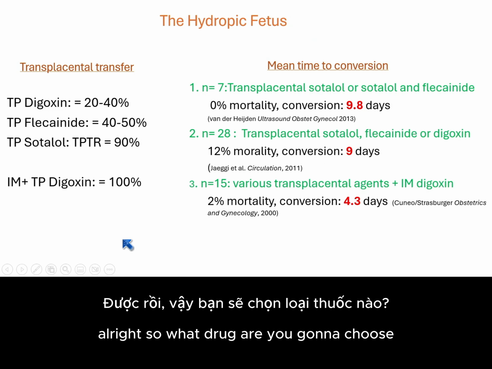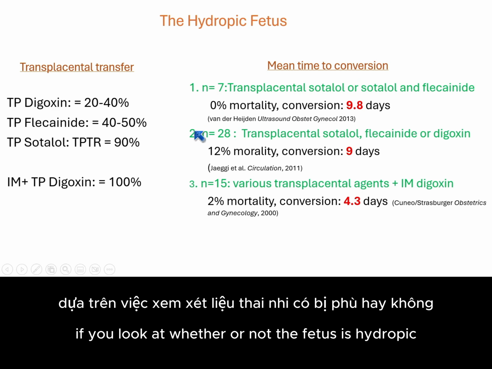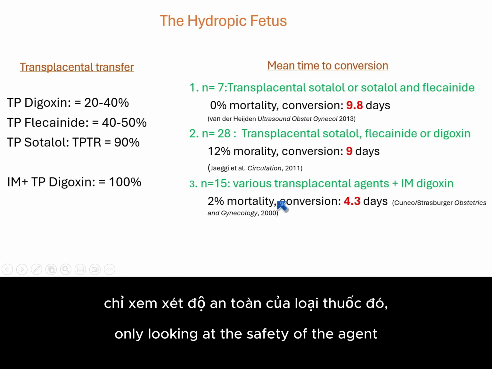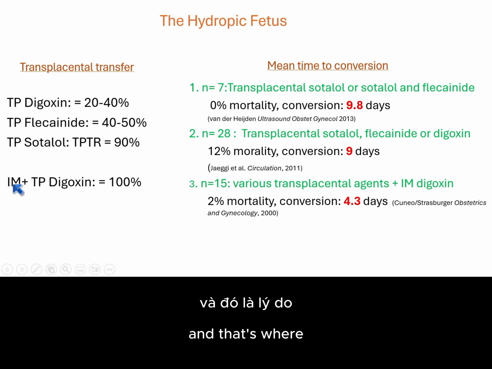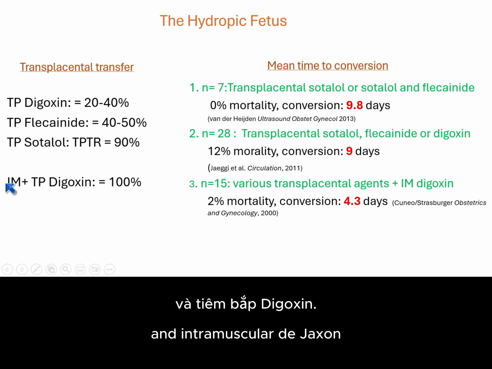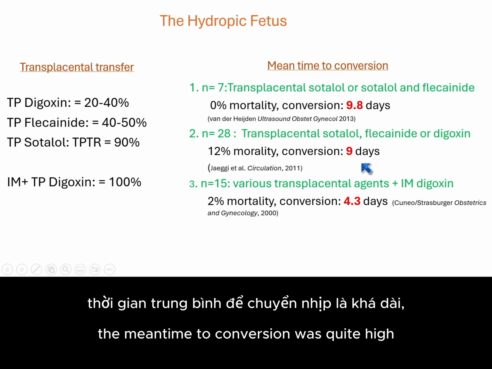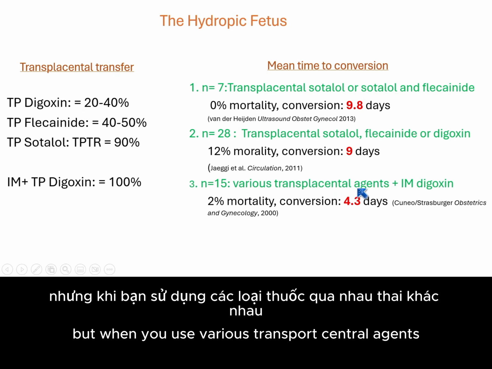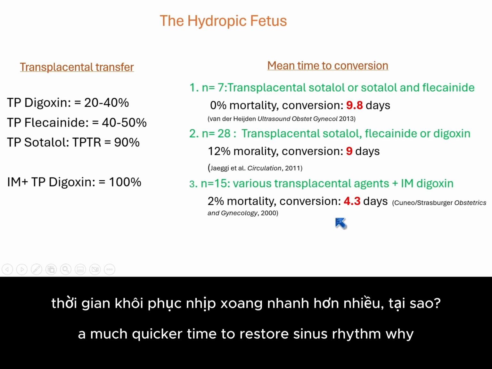So what drug are you going to choose? Well, it's really helpful if you look at whether or not the fetus is hydropic, because you're not only looking at the safety of the agent, you're looking at the speed at which the baby is going to convert. And that's where we feel there's a real role for transplacental and intramuscular digoxin. We see from these studies, the mean time to conversion was quite high, but when you use various transplacental agents and IM digoxin, you have a much quicker time to restore sinus rhythm.